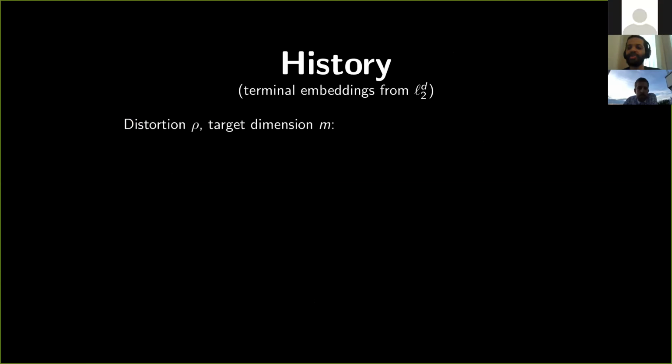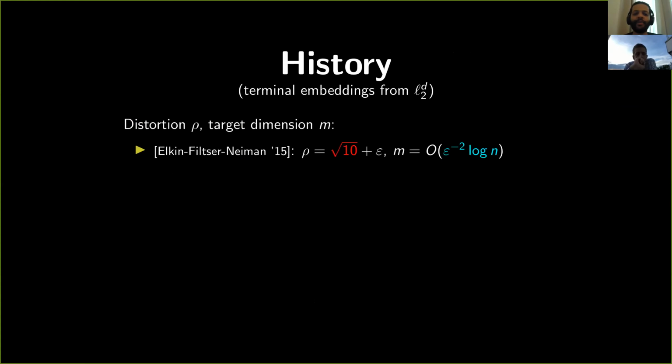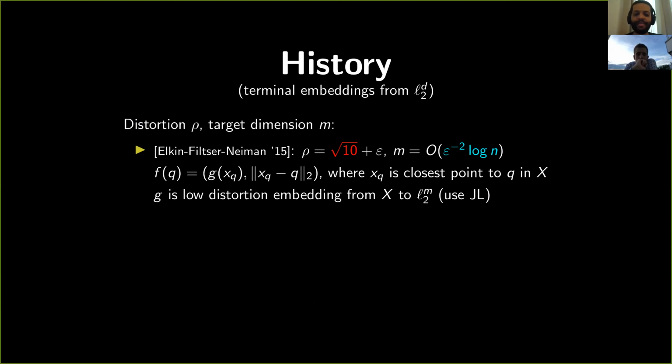Okay, so some history on terminal embeddings. Let's say I want distortion rho, meaning I'm willing to blow up or shrink distances by a factor of rho, and I want my target dimension after embedding to be m. The first paper that gave any kind of result for this problem was by Elkin et al. They got rho to be arbitrarily close to the square root of 10, and their target dimension was log n. So if you want to be within additive epsilon of root 10, you have 1/epsilon squared log n.